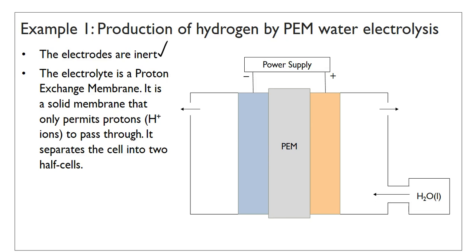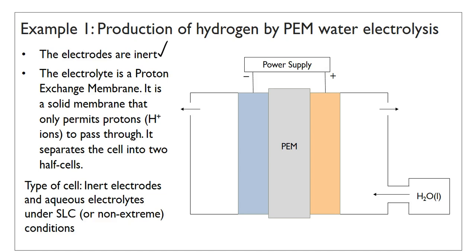You're going to see a lot of solid electrolytes in some of the more difficult examples. The type of cell, I think, you could consider this to be this type of cell, which is the majority of the examples that we looked at last lesson. So you're using an inert electrode or two inert electrodes. There is an aqueous electrolyte. Well, there is water. Technically speaking, the electrolyte is solid, but there is water present. And it's not under any extreme condition in the sense that the information doesn't tell me that it's under 1500 degrees Celsius or anything. So I'm just going to assume that it's non-extreme. I will talk to you about this non-SLC condition in the next example.